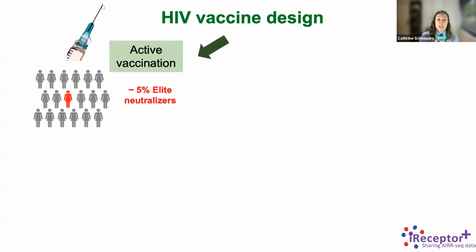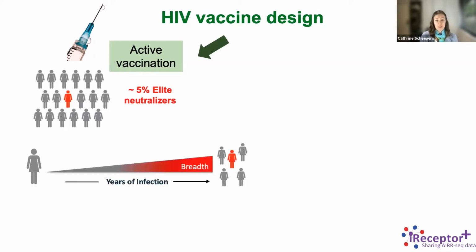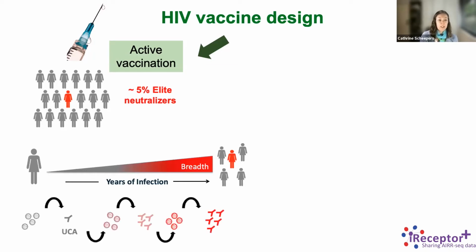The second way of doing this is through active vaccination. The idea is that we take elite neutralizers, which occur in roughly 5% of people. These are broadly neutralizing antibodies that are really potent and really broad, and you try and make this in a vaccine setting. It's really, really difficult to do, because it takes years of infection to develop these kinds of antibodies. This happens when somebody becomes infected with HIV: they have an antibody response to the virus, their UCA, but then the virus eventually will mutate from that.